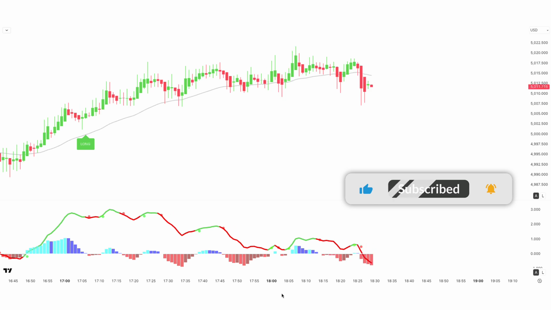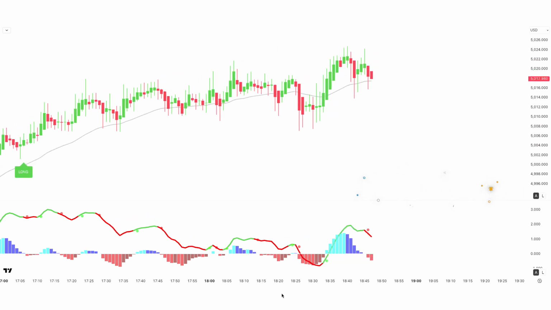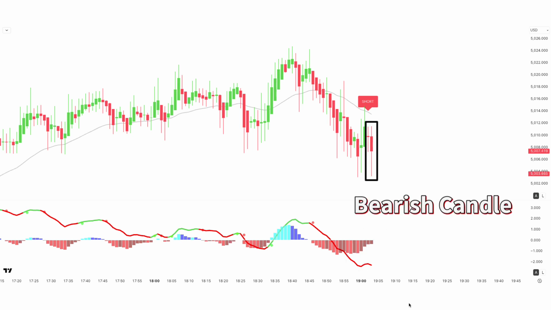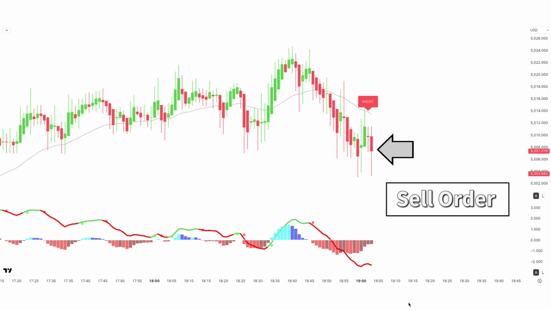Click OK. Now our setup is ready. Let's see how we use these trading setups. When the gold trend signal arrow of this indicator is a short signal, when the red line of the MACD custom indicator is below the columns, and when the market forms a bearish candle, if these conditions are fulfilled, then we will place a sell order.